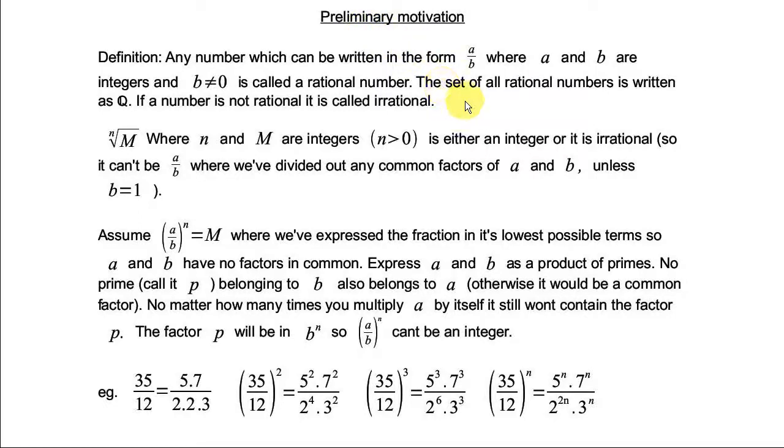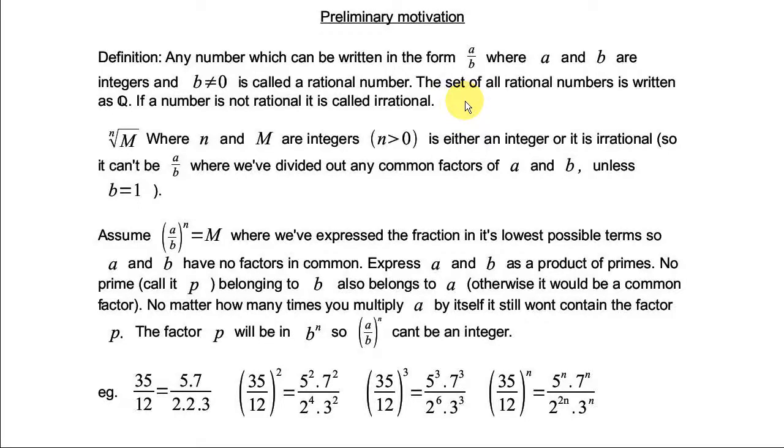First of all, a rational number is any number of the form a over b, where a and b are both integers, and of course b can't be 0. That's called a rational number, and the set of all rational numbers is denoted by the letter Q, from the German quotient or something. And if a number is not rational, it's called irrational.